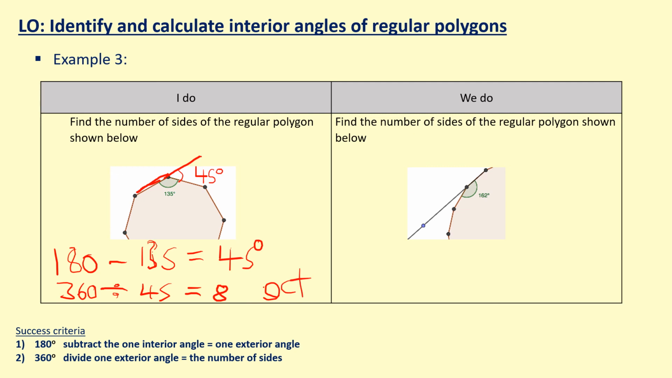Have a go at the redo. Pause the video, please. So you will have worked out that the number of sides was 20, and it is called an icosagon. So if you didn't know, now you do. So make note of that. Move on when we're ready.